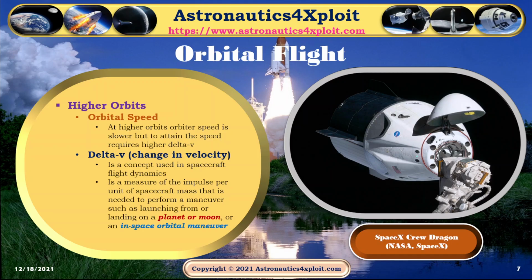At higher orbits, orbital speed is slower, but attaining that orbit requires higher delta V. Delta V is a concept used in spacecraft flight dynamics. It is a measure of the impulse per unit of spacecraft mass that is needed in order to perform a maneuver, such as launching from or landing on a planet or moon, or an in-space orbital maneuver. This picture shows the SpaceX Crew Dragon.